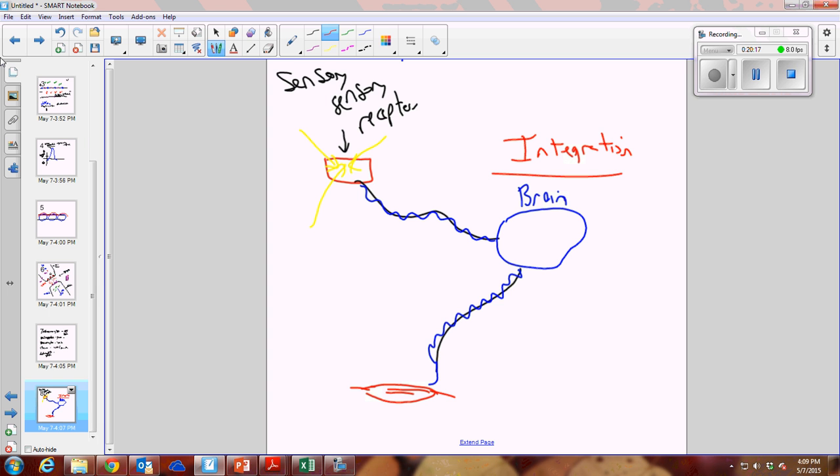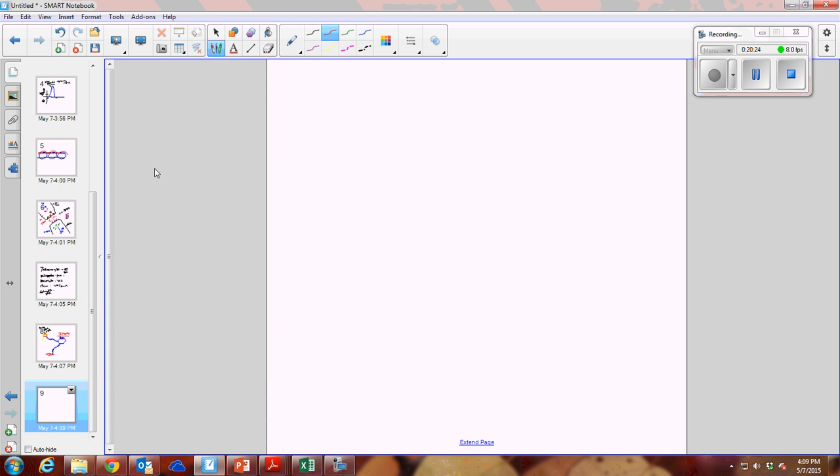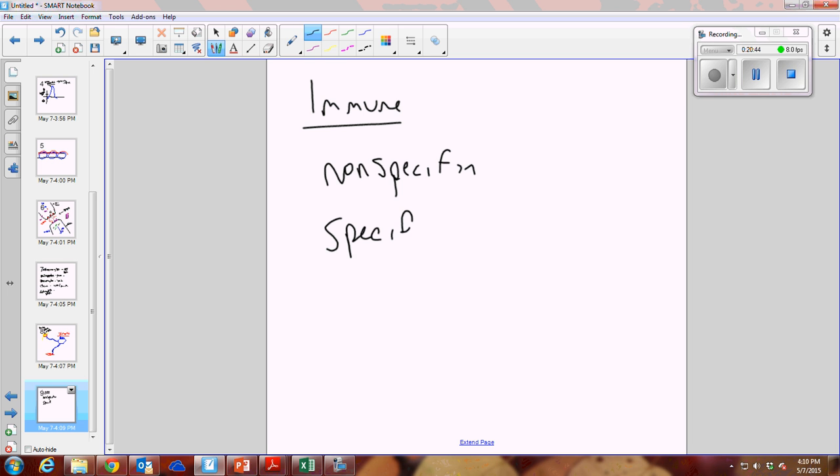We talked about several other things associated with the nervous system, but those are the main ideas. Now for the immune system, quickly. There are a few things with the immune system that you should be aware of. We talked a lot about two different kinds of defenses: non-specific defenses and specific defenses.